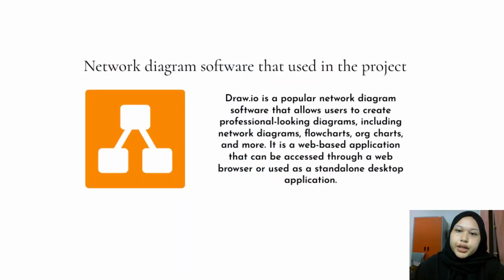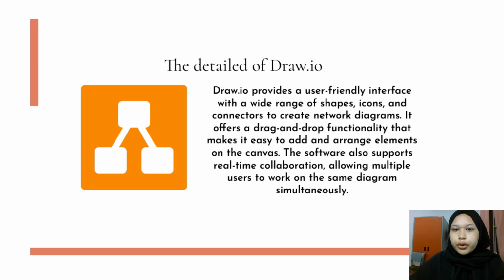The network diagram software used in the project is Draw.io. Draw.io is a popular network diagram software that allows users to create professional-looking diagrams, including network diagrams, flowcharts, org charts, and more. It is a web-based application that can be accessed through a web browser or used as a standalone desktop application. Furthermore, Draw.io provides a user-friendly interface with a wide range of shapes, icons, and connectors to create network diagrams. It offers drag-and-drop functionality that makes it easy to add and arrange elements on the canvas.